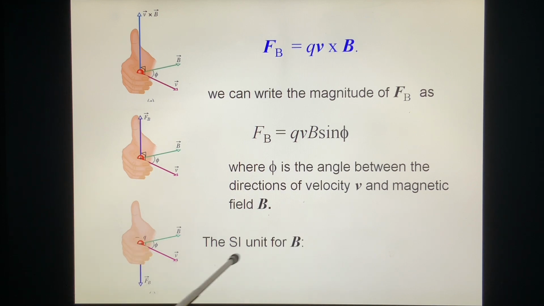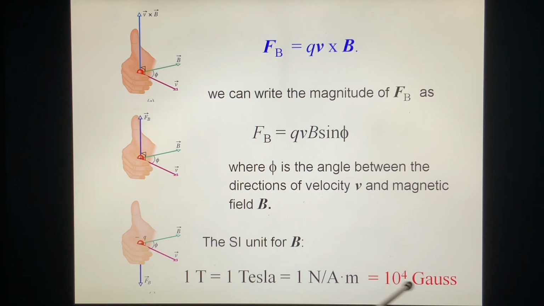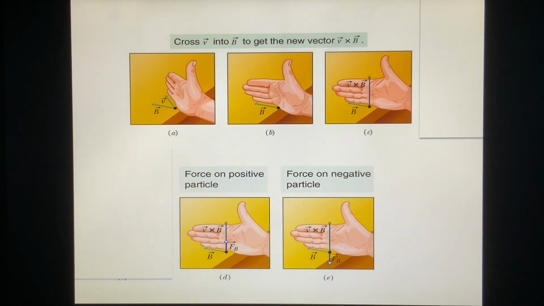The metric system unit for B is Tesla. 1 Tesla is about 10,000 Gauss. Okay, now let me review it.